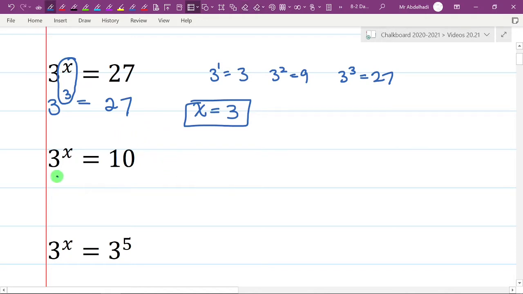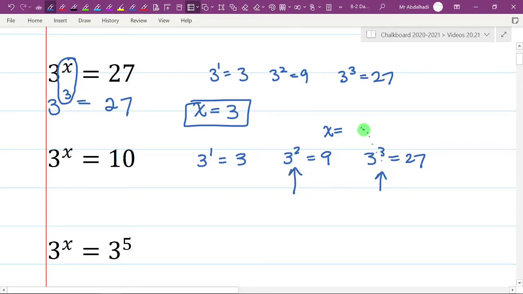But what if you have something like 3 to the x equals 10? Now what do we do? Well, once again, you know that 3 to the first power is 3. You know that 3 to the second power is 9. And you know that 3 to the third power is 27. But where's 10 in all this? 10 would be somewhere in between 3 squared and 3 to the third power. So x would be somewhere in the middle between 2 and 3, but the question is, what is it?